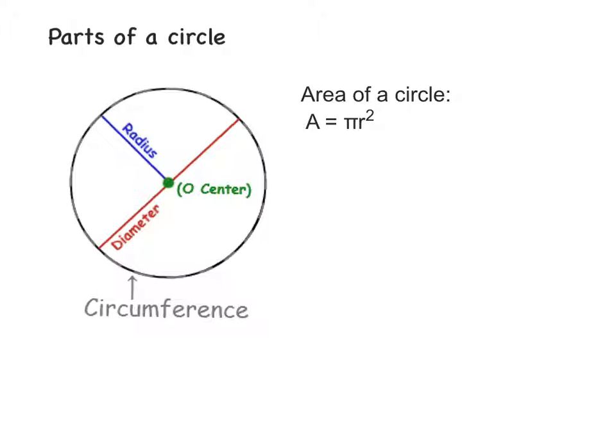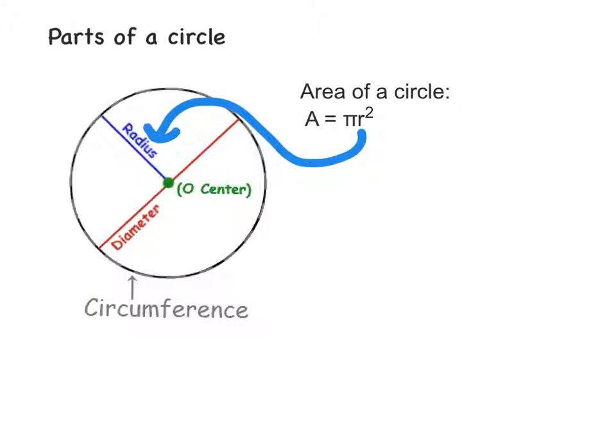What if we want to find the area of a circle? The formula for the area of a circle is A is equal to pi r squared, where our r is our radius. So we are multiplying pi times our radius squared. And we all know that pi is 3.14, and it goes on for infinity, but we're going to use 3.14.